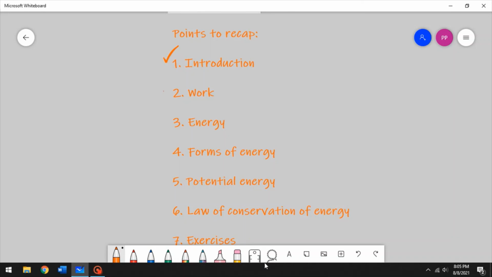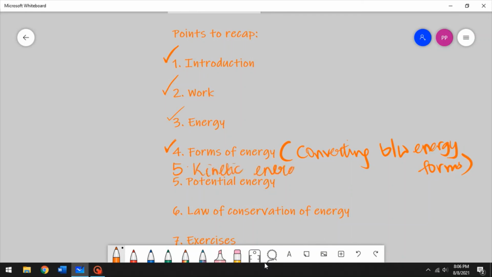So then we talked about work. When we talked about positive and negative work, I just gave a quick point about zero work. I also had a hard time doing the table to differentiate between positive and negative work, but that's alright. And we talked about energy. We talked about potential and kinetic energy. We talked about the forms of energy, and we talked about converting between energy forms, let's say. And then we talked about kinetic energy first, and then we talked about potential energy. We talked about the law of conservation of energy.